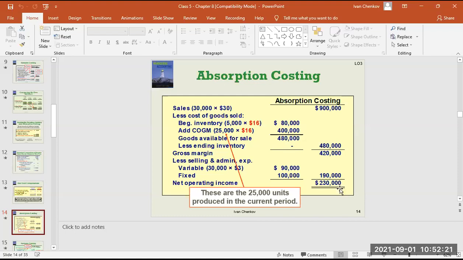What you need to notice is we wash out the beginning inventory, so we don't have any inventory. And as you remember, here in the absorption, we have $30,000 cost hold more than the variable.